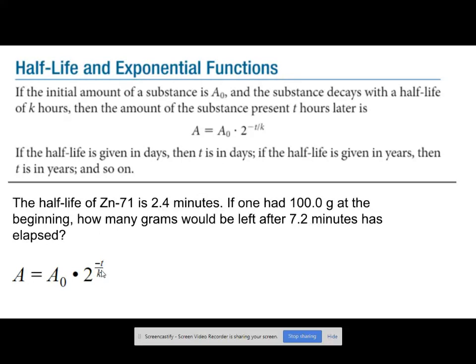So 2.4 minutes is the half-life, K, and the amount of time that we're asking about is 7.2. So we filled in the formula. You plug that into a calculator, and it's 12.5 grams. And really, if you think about it in terms of not a formula, after 2.4 minutes, you'd have 50 grams. After another 2.4 minutes, that'd be 4.8 minutes, you'd have 25, half of 50. After another 2.4 minutes, that'd be 7.2, you would have 12.5. And so it does work out the way we would think it would.